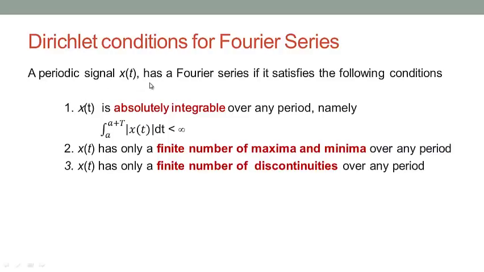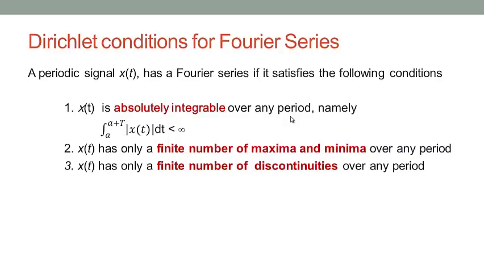So a periodic signal has a Fourier series if it satisfies the following conditions. Number one, x of t is absolutely integrable over any period. It is a periodic signal, so it has a period T. So if it is absolutely integrable over one period, that is, if the integral is less than infinity, then you can express it using Fourier series. And all these conditions must be satisfied.